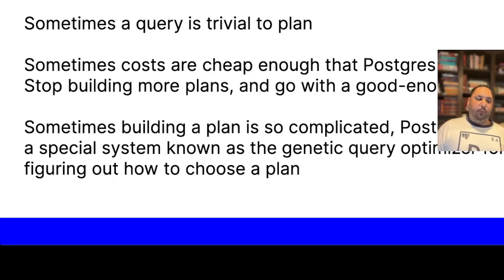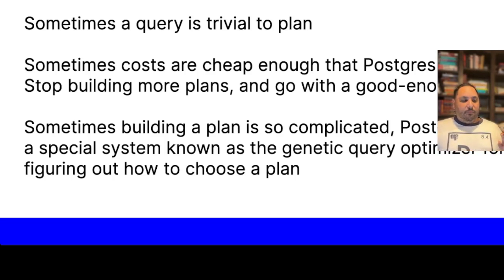If they're cheap enough to run, if they're small enough, Postgres can stop building more plans. It sees, oh, these are obviously anything that uses this one index that's really not accurate, it's never going to be good enough, right? So if it can build enough plans and it seems like this one's going to be cheap enough, it can go ahead and go with that good enough plan, right? That's what Postgres is trying to come to.